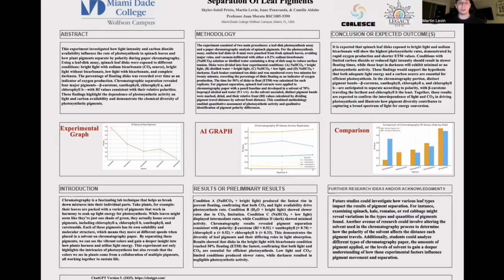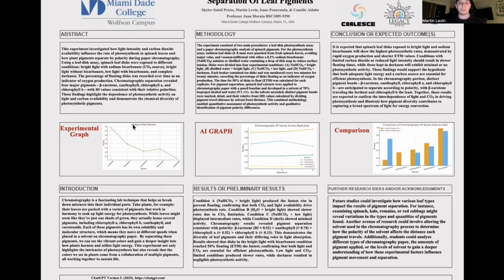By separating these pigments, we can see vibrant colors and gain a deeper insight into how plants harness and utilize energy. This experiment not only highlights the intricacies of photosynthesis, but also reveals that the colors we see in plants come from a collaboration of multiple pigments, all working together to sustain life.